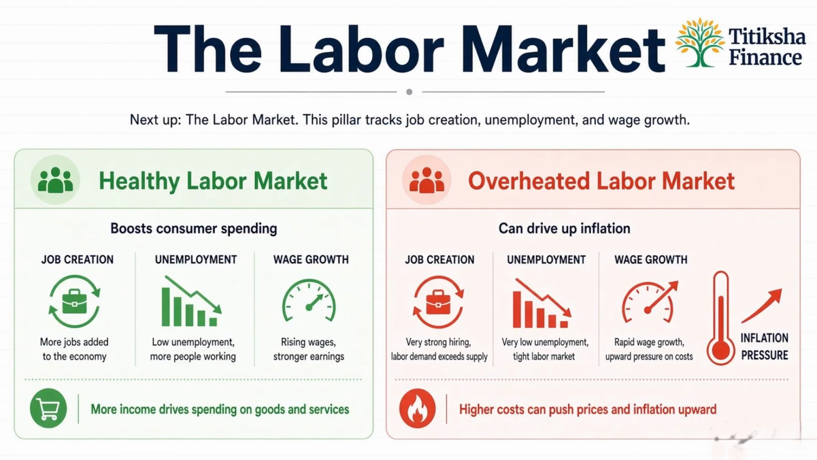Next up, the labor market. This pillar tracks three crucial economic signals: job creation, unemployment, and wage growth. When the market is healthy, more jobs are added, unemployment stays low, and steady wage gains give people more money to spend, boosting overall economic growth. But if the market gets overheated, hiring outpaces worker supply. Very low unemployment and rapid wage hikes increase costs for businesses, which ultimately pushes inflation higher. Understanding this balance is key to anticipating central bank moves and market trends.